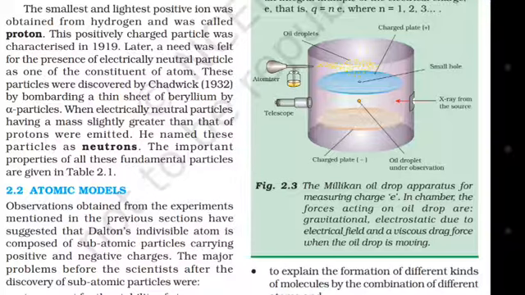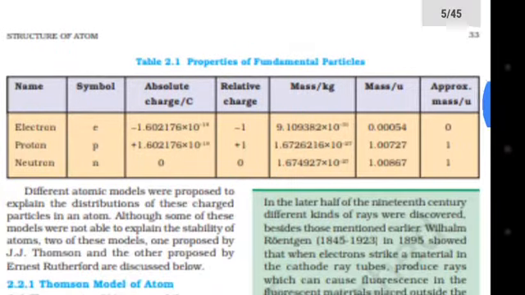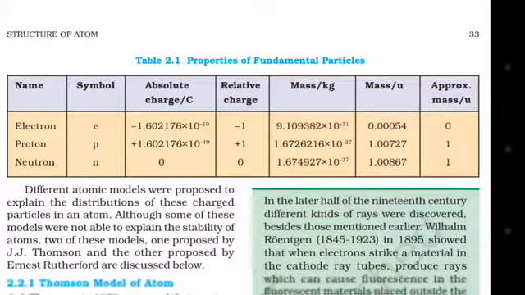These particles were discovered by Chadwick in 1932 by bombarding a thin sheet of beryllium by alpha particles. When electrically neutral particles having a mass slightly greater than that of protons were emitted, he named these particles as neutrons. The important properties of all these fundamental particles are given in table 2.1. Where is table 2.1? Yes, here is table 2.1, properties of fundamental particles.